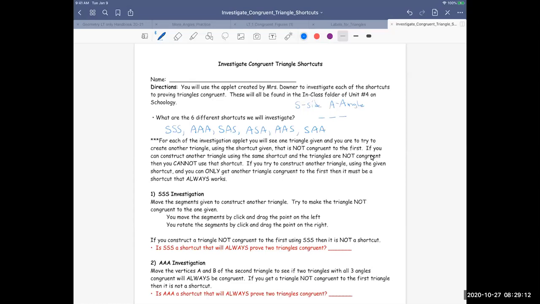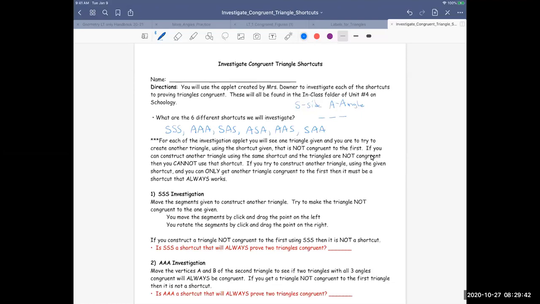So for each of the investigations, you will see one triangle given, and you're going to try to create another triangle using the shortcut that is not congruent to the first. If you can construct another triangle using the same shortcut and the triangles are not congruent, then you cannot use the shortcut. If you try to construct another triangle using the given shortcut and you can get only one other triangle that's congruent to the first, then that shortcut always works.